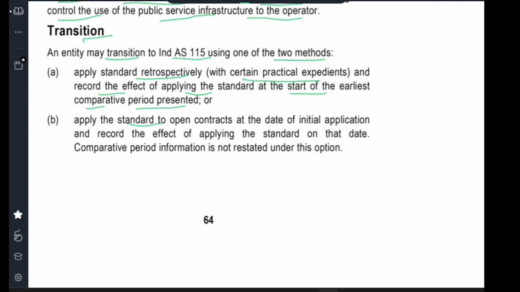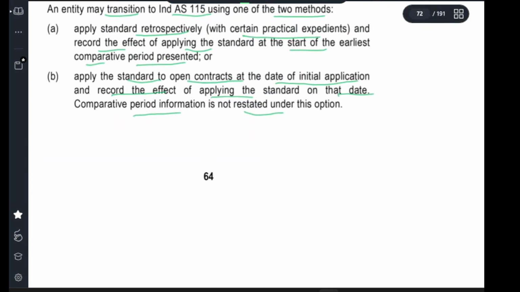Second, apply the standard to open contracts on the date of initial application, and record the effect of applying the standard on that date. So what are the open contracts there? What is the initial date of application? And what is the effect of applying it on these open contracts? You should note that the comparative period information is not restated under this option. So you should understand that also.